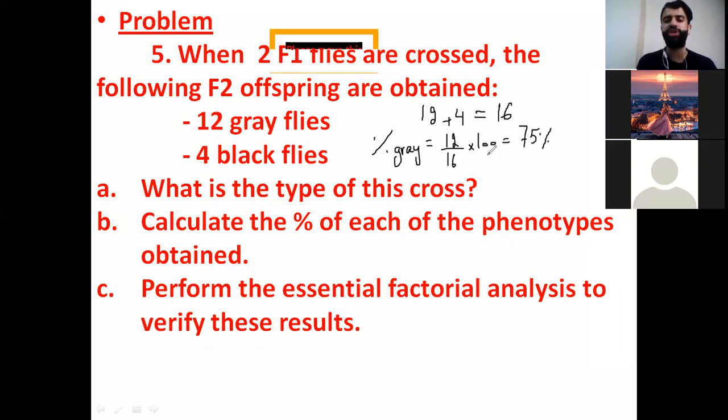And to calculate the percentage of the black, we can say percentage of the black is 4 over 16 times 100. So it will be 25%.